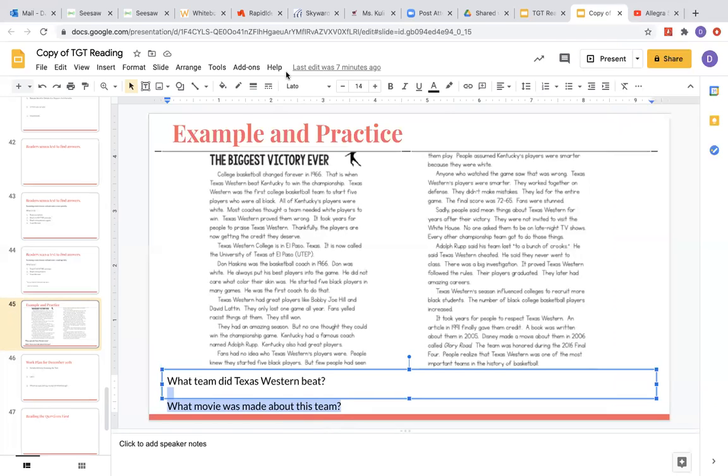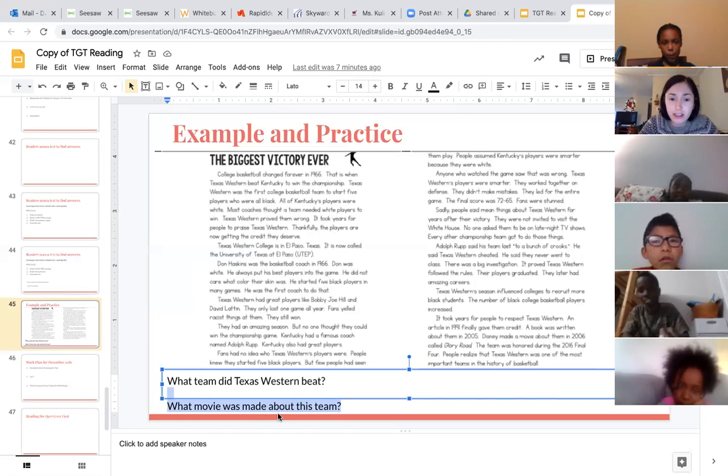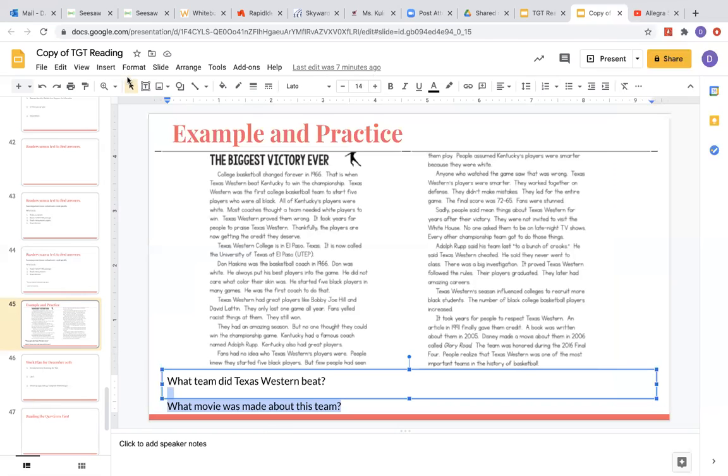So we know our mission. We have two questions to answer. What team did Texas Western beat? And what movie was made about this team? So we know that when we read this, we're going to be looking out for those answers, okay? So while I'm reading, just think, did I just answer one of the questions? What team did Texas Western beat? And what movie was made about this team? All right, you guys listen, okay? I'm going to try to read this in my best reading voice.